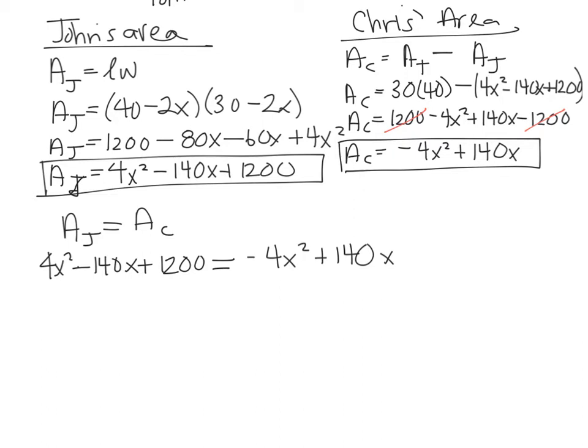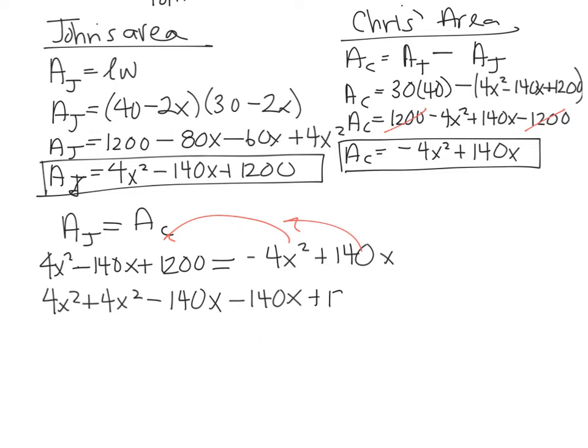So I really like dealing with positive leading coefficients, so what I'm going to do is bring these terms over onto this side, but you can really bring it to whatever side you like. So we have 4x squared. When I bring this negative 4x squared onto the other side, we're going to have plus 4x squared. Then I have negative 140x. When I bring this guy onto the other side, I'm also going to have another negative 140x. And then I have a plus 1200 left over. And of course, that side is equal to 0.